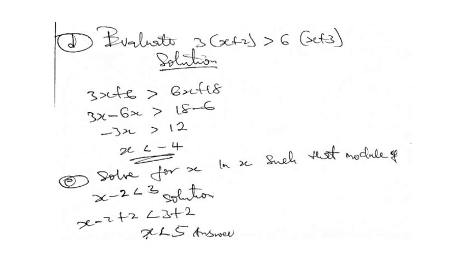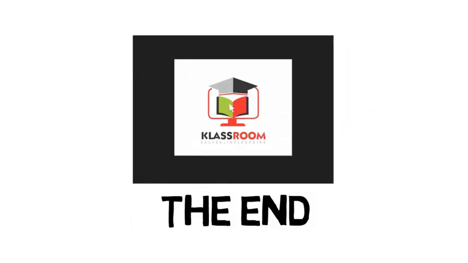Number 5, solve for x in x such that modulus of x minus 2 less than 3. Solution: x minus 2 plus 2 less than 3 plus 2, so x is less than 5. That brings us to the end of the topic, inequality.